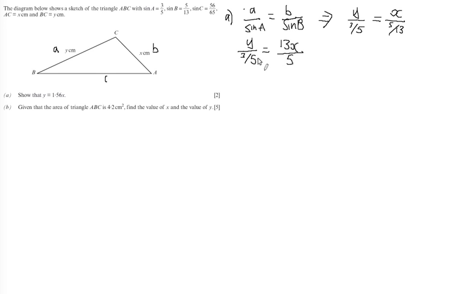And then I am going to multiply both sides by 3/5, which gives me y equal to 3 times 13, which is 39x, over 5 times 5, which is 25. This then leads me to y equals 1.56x.